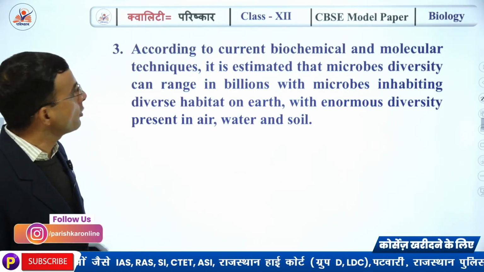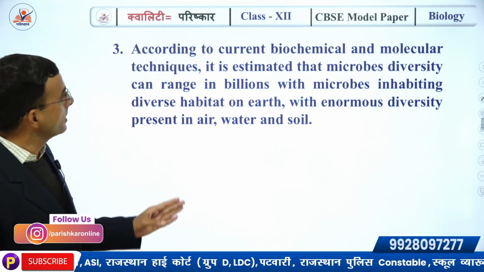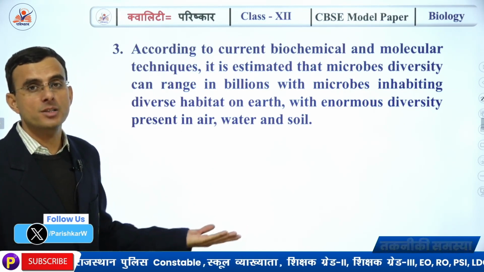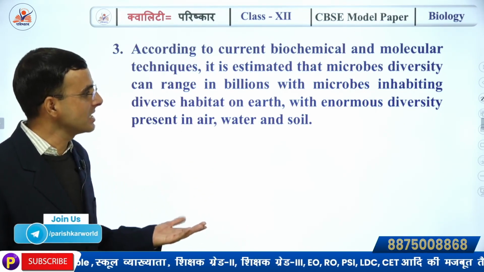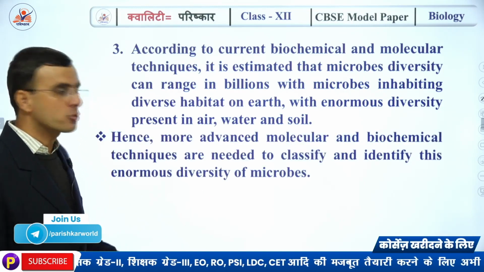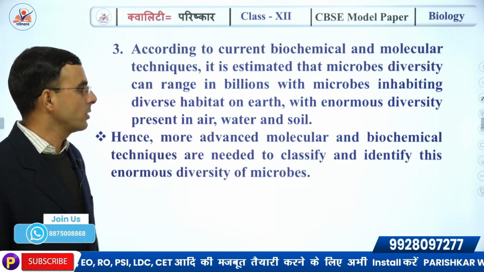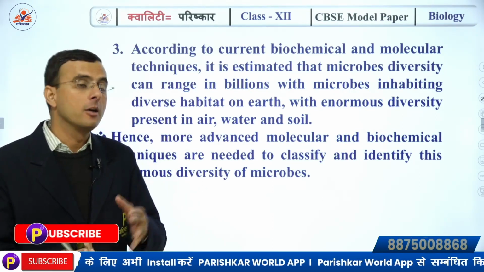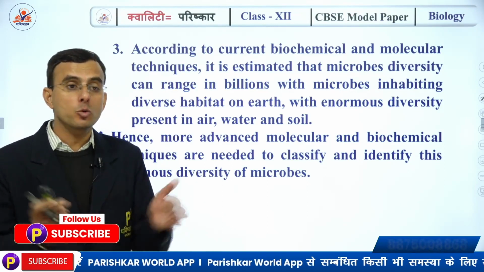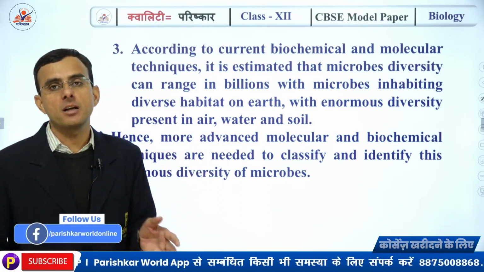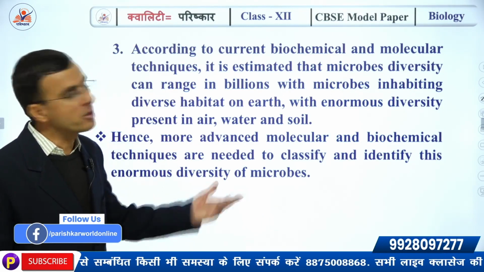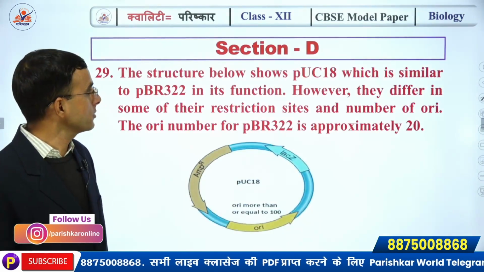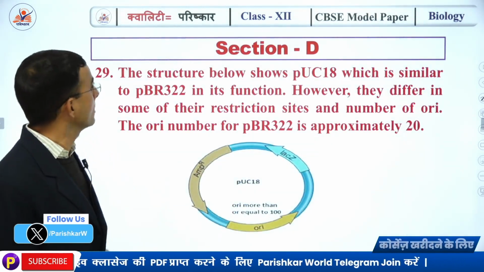Third reason, according to current biochemical and molecular techniques, it is estimated that microbial diversity can range in the billions. Look at the diversity. Because of that, scientists are not able to give a number. More advanced molecular and biotechnological techniques are needed to classify, identify, characterize and name these prokaryotic organisms, and give a particular number. So we are not able to give the particular number of the diversity of these organisms. That is the completion of section C.